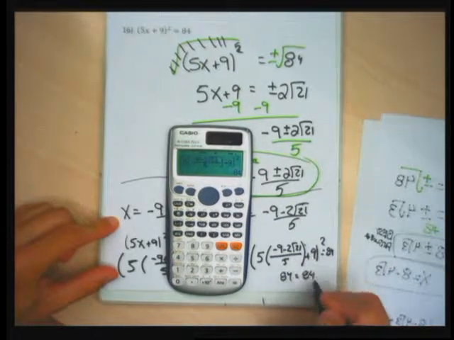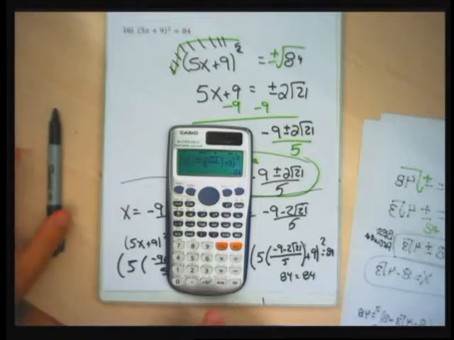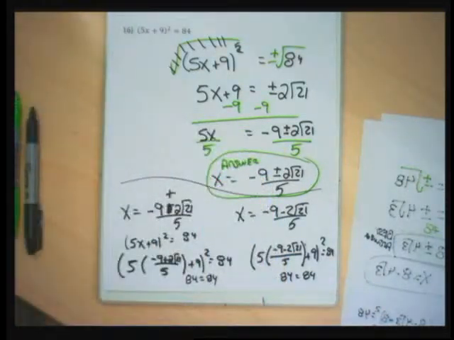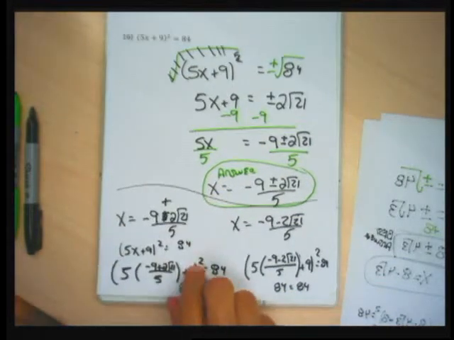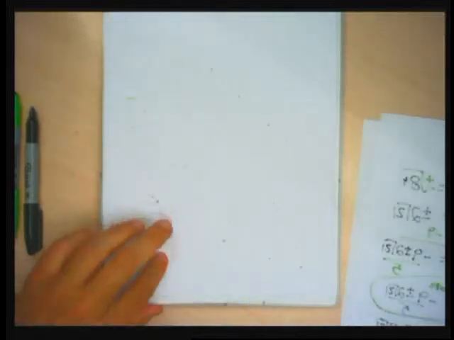If I had to do that by hand, I just wouldn't do it. But anytime I have a problem that has an equal sign and I get an answer, if it's checkable, I might as well check it. That way I know that my answer is right, and I'm not going to lose any points when it comes to a test.